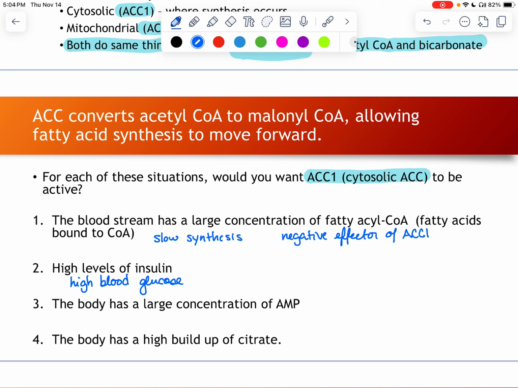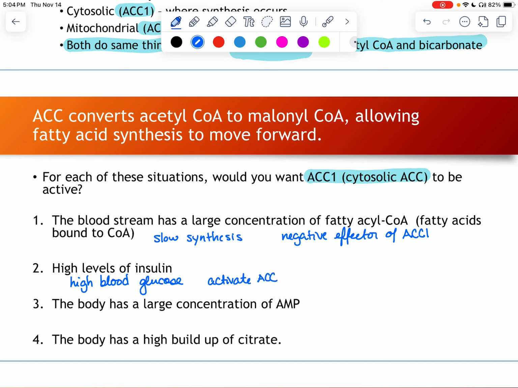And if you have high blood glucose, your energy needs are probably met. And so now you probably do want to synthesize, right? We want to activate our enzymes so that we can store some of that excess glucose, or some of this excess carbon that you've ingested, as fatty acids.